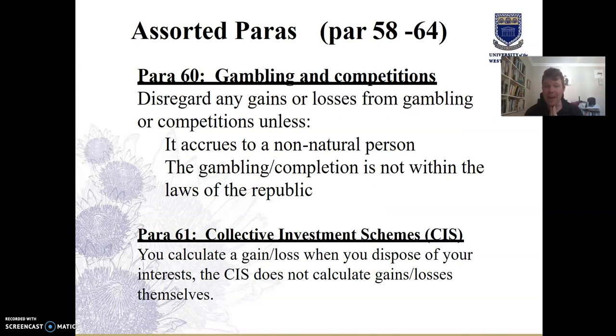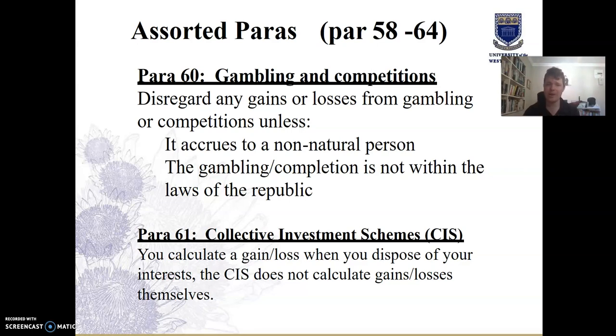Para 60 speaks about gambling and competitions. You can disregard any gains or losses from gambling and competitions, unless it accrues to a non-natural person or it's not within the laws of the republic. So if a company wins, that will be taxed. If it's an illegal gambling operation, it will be taxed. Now just remember, most foreign lotteries are illegal in South Africa, so they would not count here. This also doesn't count if you are a professional gambler, like a poker player, because then it will go in as gross income. I'll tell you a story there now.